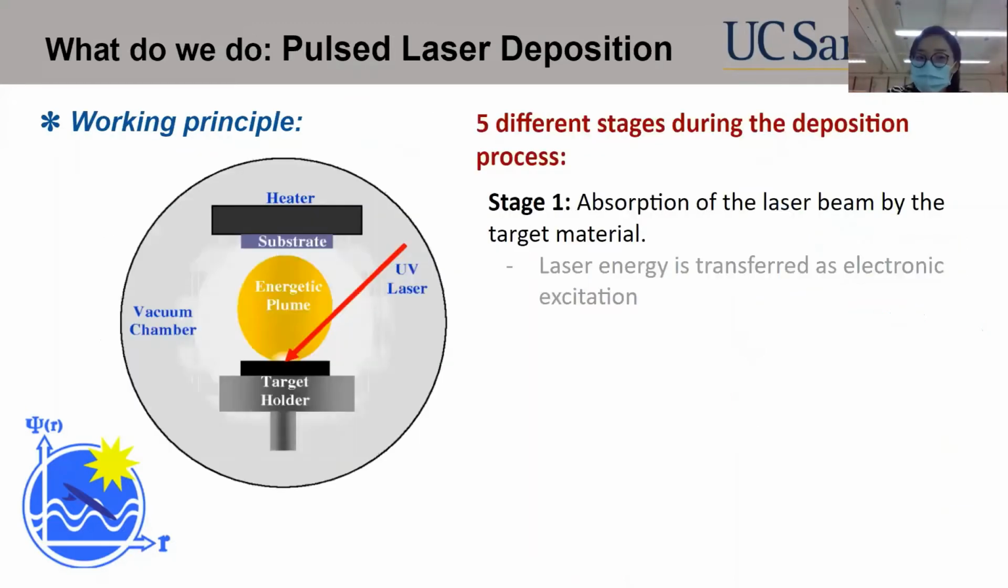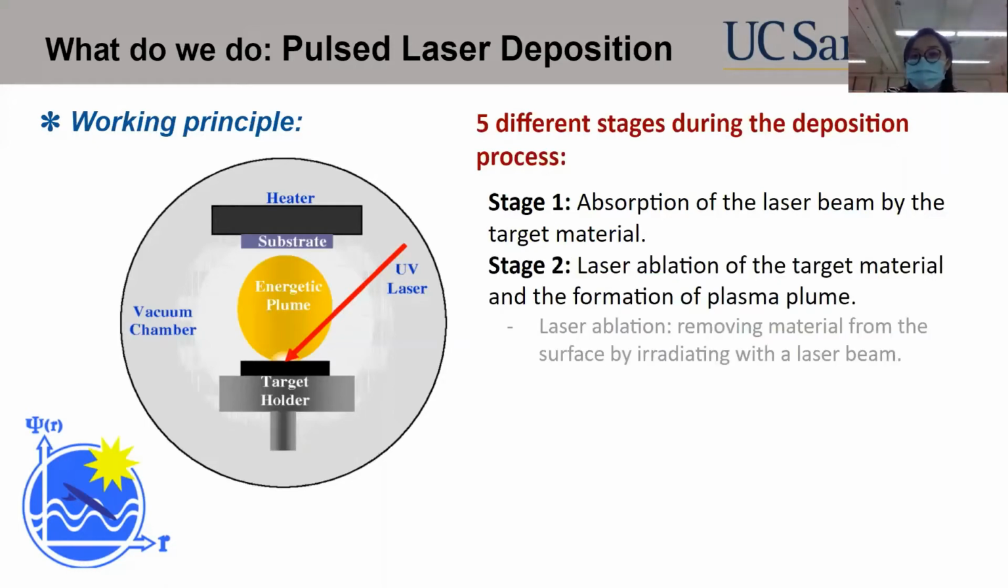A little bit more into detail of the deposition process. Generally speaking, there are 5 different states during the deposition process. Step 1, at the beginning, there's absorption. When you shine the laser on top of the target here, there's absorption of the laser beam by the target material. During this process, the laser energy is transferred as electronic excitation. The laser energy is converted into thermal energy, chemical energy, and mechanical energy.